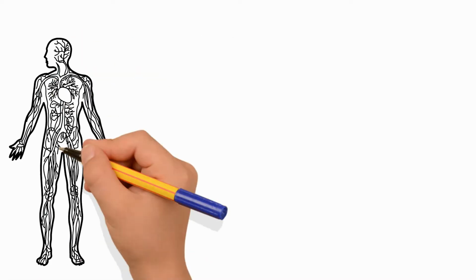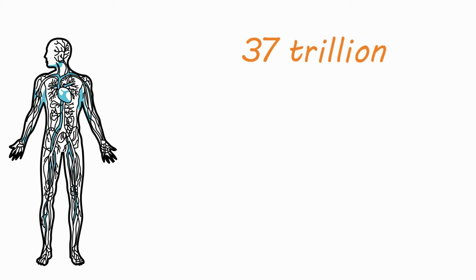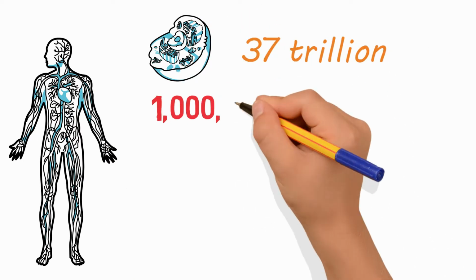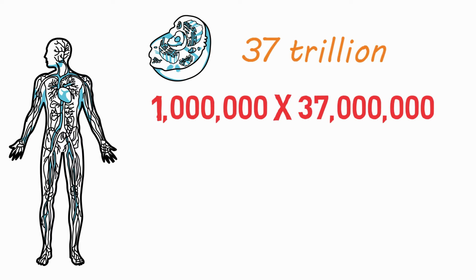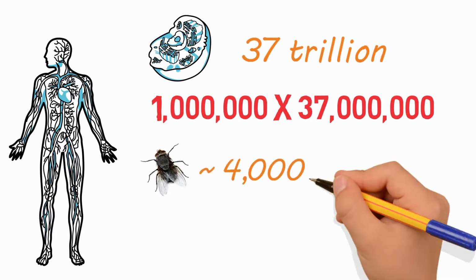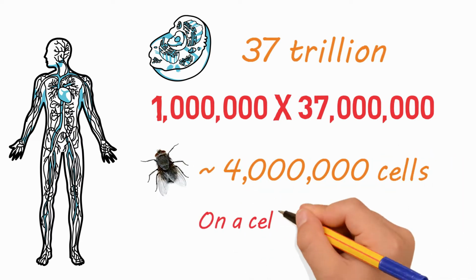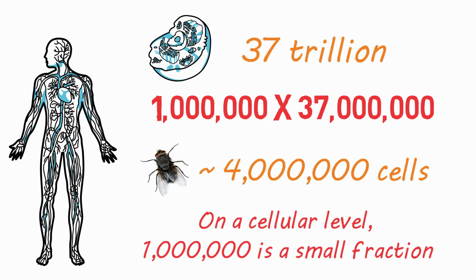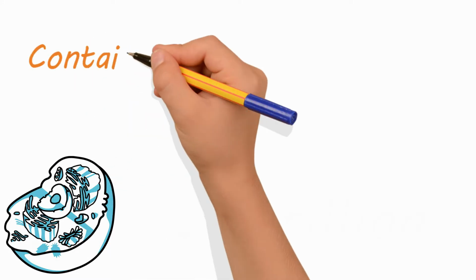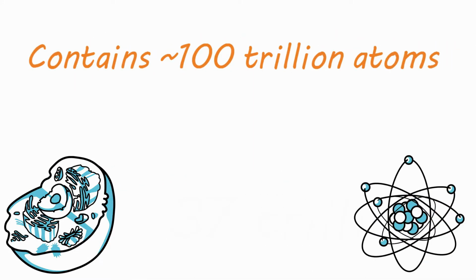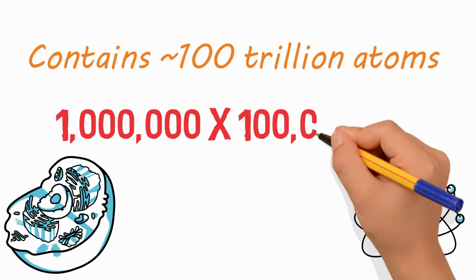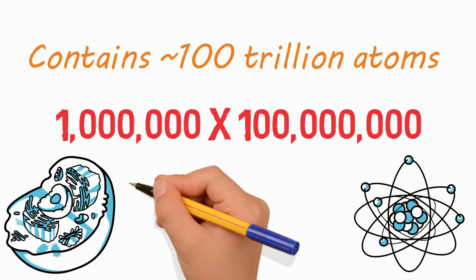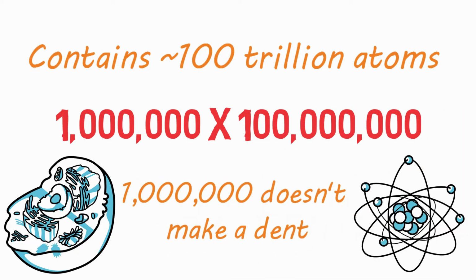For example, in your body, you have about 37 trillion cells. That's 1 million times 37 million. Your average fly has about 4 million cells. So on a cellular level, 1 million is a small fraction. Now, cells come in all shapes and sizes, even in the human body. But the average human cell contains about 100 trillion atoms, so 1 million times 100 million. So on the atomic level, 1 million doesn't even make a dent.